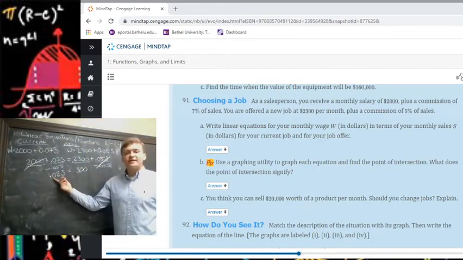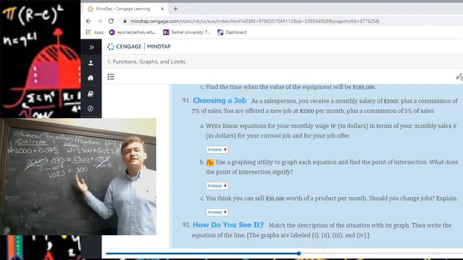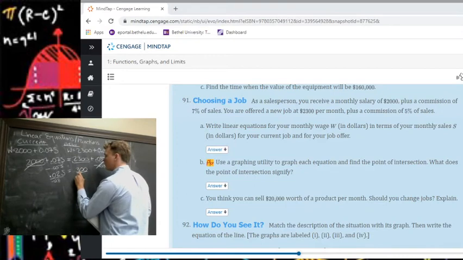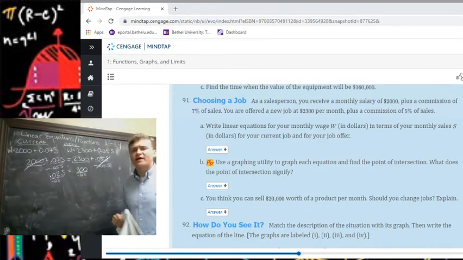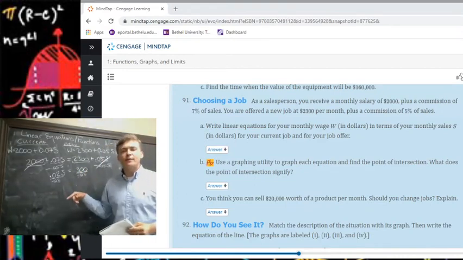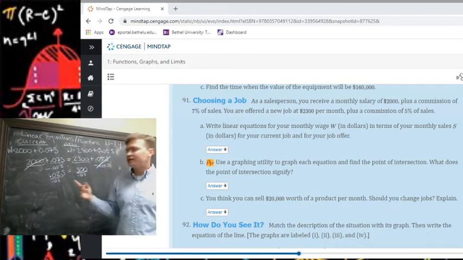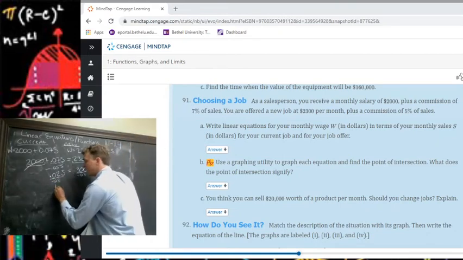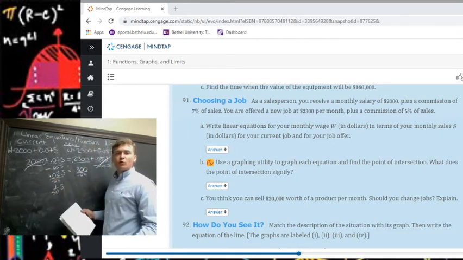In order to solve for S here, let's divide by 0.02. So we can go to our calculator, 300 divided by 0.02. Another way I like to look at this, 0.02 is the fraction 1 over 50. So if I did have 1 over 50, that's the same thing. 0.02 is 1 out of 50.